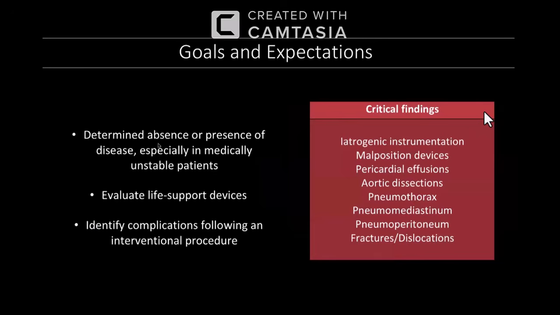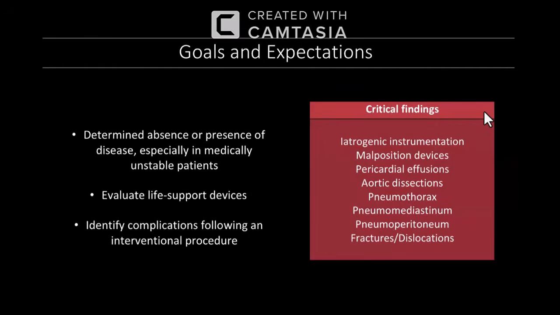So some of the goals and expectations in the portable chest radiographs are to determine absence or presence of disease. It does give us the outflow, especially in the medically unstable cases, and also helps in evaluating the life support devices, and also picks up the complications, especially post central line placement. If there is an associated apical pneumothorax, it can be easily picked up in the portable chest radiograph.